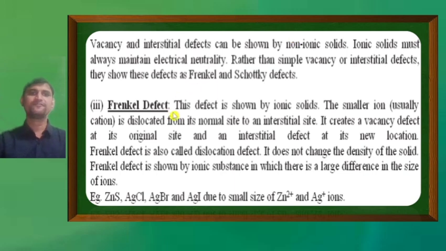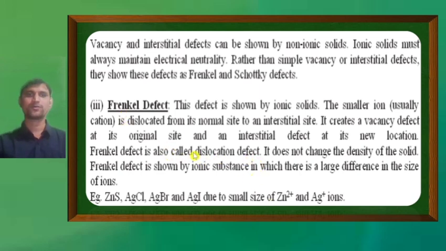Now see the next one, Frenkel defect. Frenkel defect is also shown by ionic solids. Smaller cations are present and they are dislocated, meaning they leave their original sites and go into interstitial sites, the empty spaces. It creates a vacancy defect at the original site and an interstitial defect at the new location. Frenkel defect is also called dislocation defect.